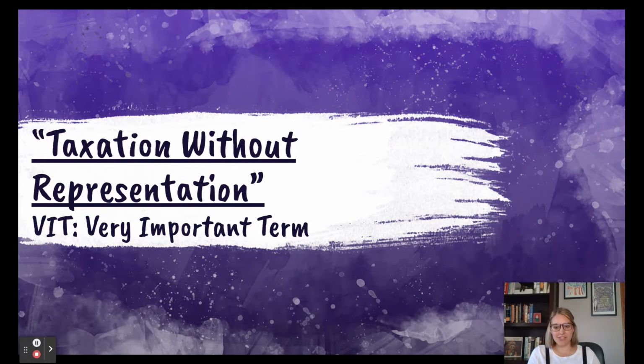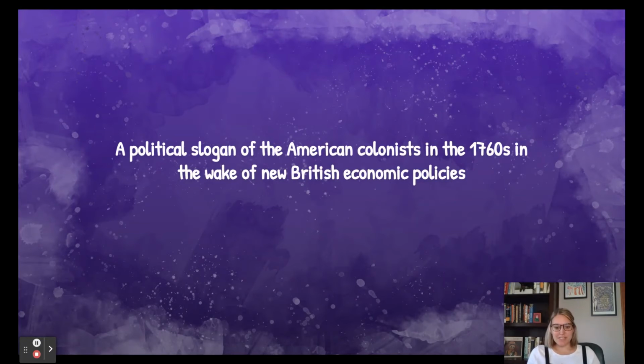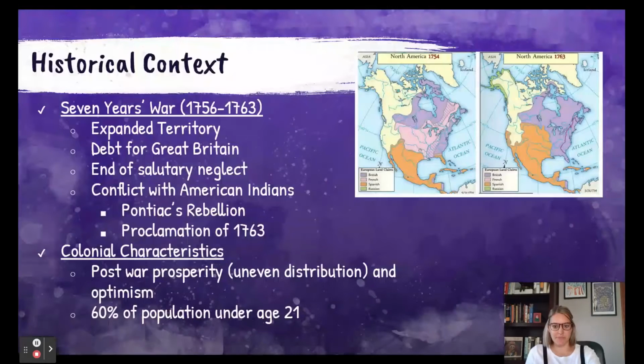We're looking at taxation without representation as part of APUSH Unit 3. So here's your basic definition: a political slogan of the American colonists in the 1760s in the wake of new British economic policies. What you need to know for historical context is that this slogan comes around pretty quickly after the Seven Years' War, also known as the French and Indian War.